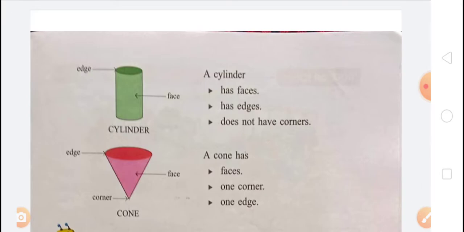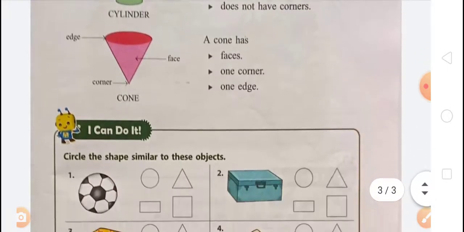Okay, and the next one is cone. In a cone there is one face, one corner and one edge. A cone has one face, one corner and one edge. Okay, so let's come to the next topic.